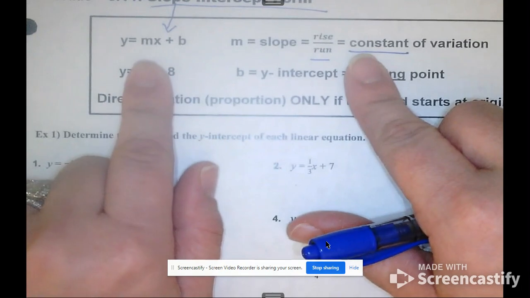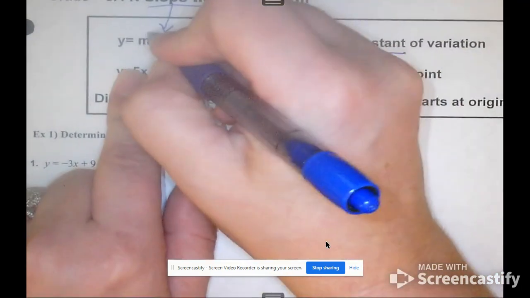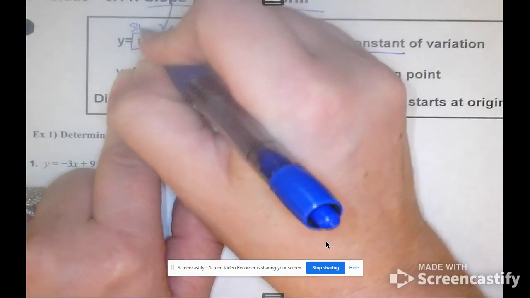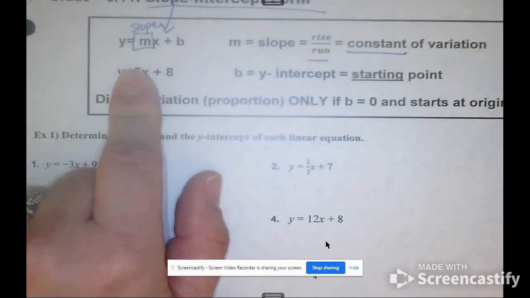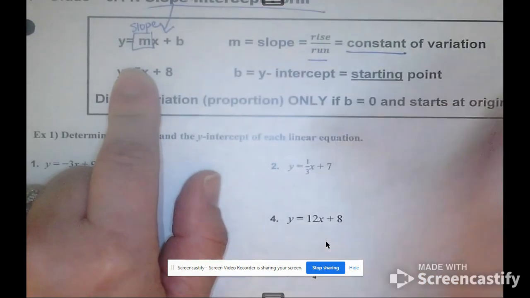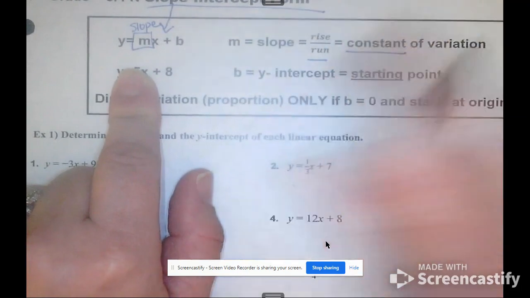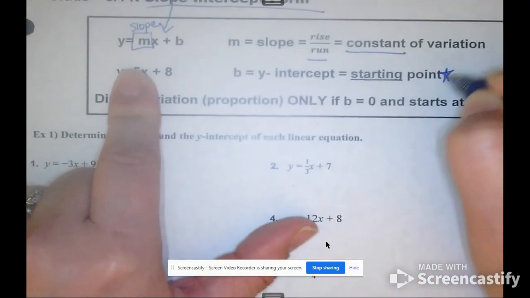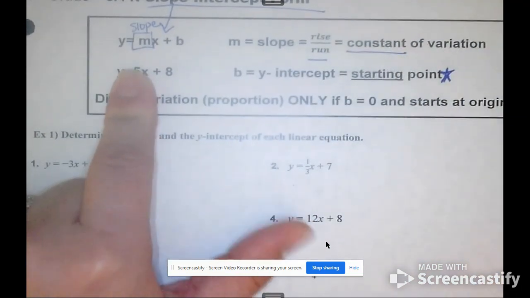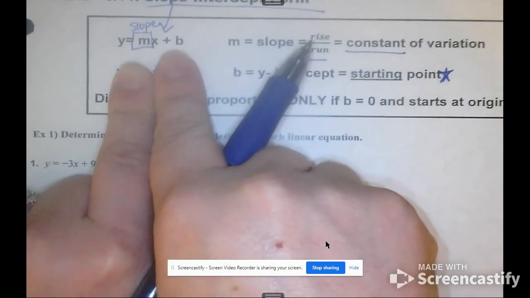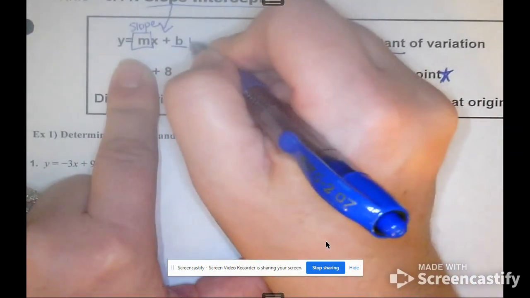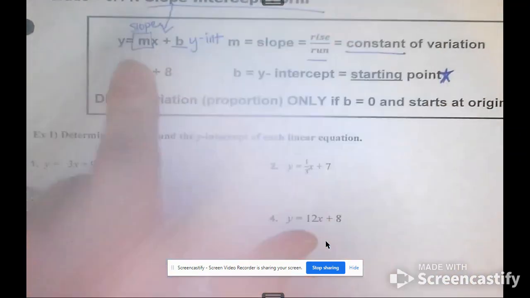All right, so when you see this formula, y equals mx plus b, our m is our slope. Okay, b is my y-intercept. This part right here, the starting point, super, super, super important. So in your equation, b is your y-intercept.